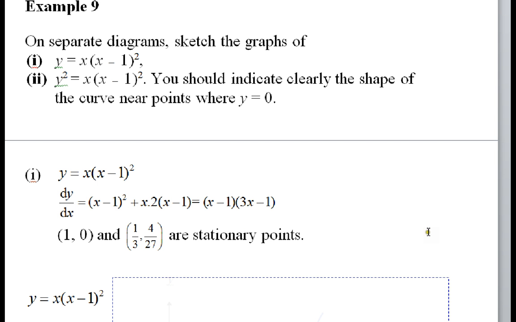Oh, look up. Look up. Now, can I have attention, please? Okay, let's do example 9, okay? Not much copying. Not much copying. Look up.